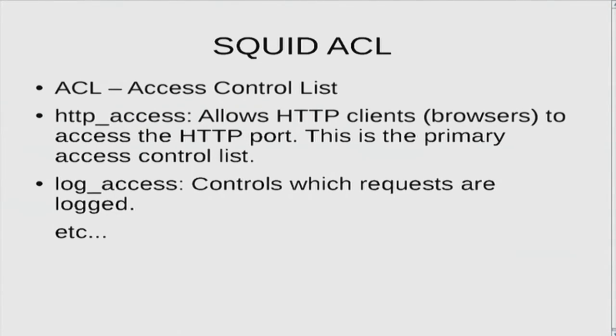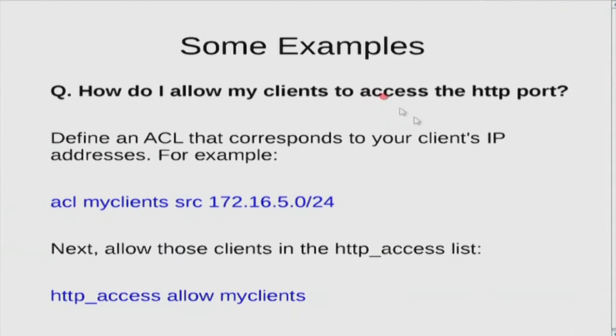In an access control list, we can specify a list of clients who can get access to some special services. So, like you have HTTP access, which allows HTTP clients to access the HTTP port, and log access, which controls which requests are logged, and others, etc. A simple example is how to allow all the clients to access an HTTP port.